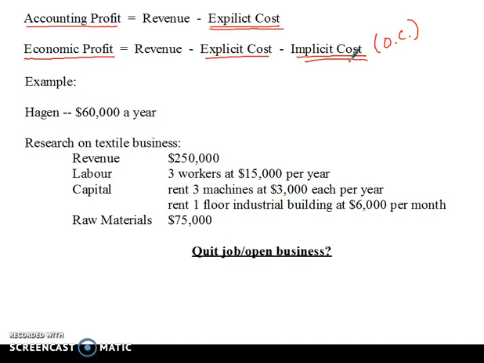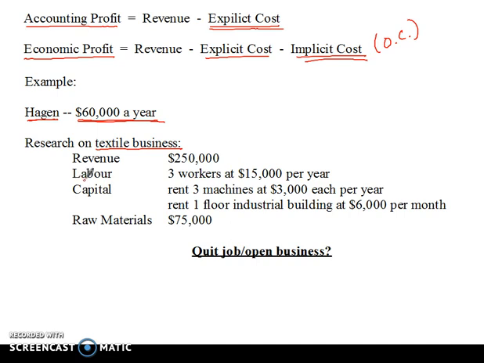This is a very simple example. Let's say that I am making a salary of $60,000 a year, and let's say that I'm considering quitting my job and going to make ties in some sort of textile business. So I gather the following information, and I'm guessing that my revenue in a year would be $250,000 per year from selling ties.